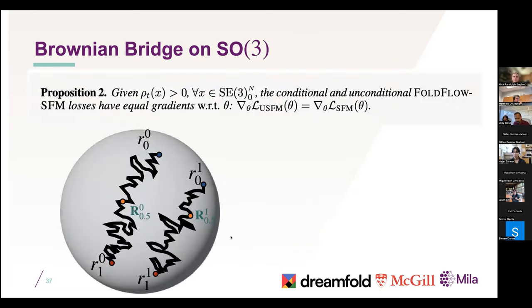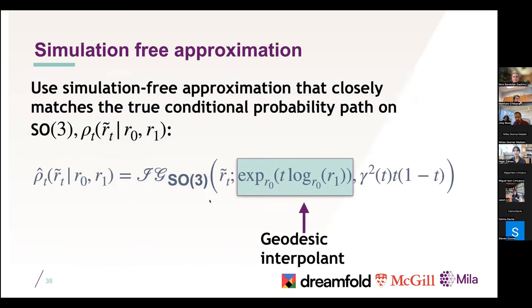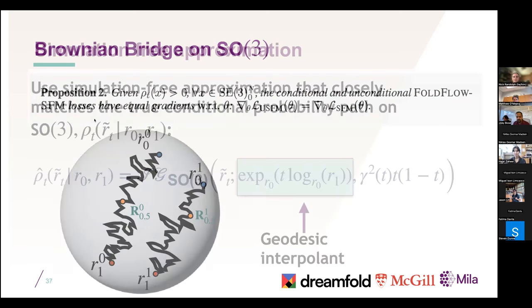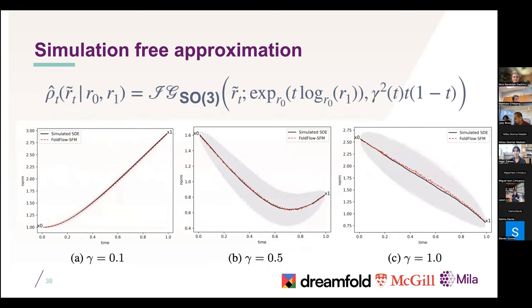I'll go back to the previous picture, so look at this orange point over here. At every point over here, we're going to fit a separate IGSO density. And that's the idea. Having an IGSO density allows us to simulate this, because we have closed form access to IGSO. So this is a simulation-free approximation, but it may not be exactly the same Brownian bridge as we would care for. So how bad can this approximation be? Numerically, we tried to simulate this a little bit to see what the simulated SDE, which is the right thing you should do, looks like versus this IGSO approximation. Over here, I have three different plots of three different simulations.